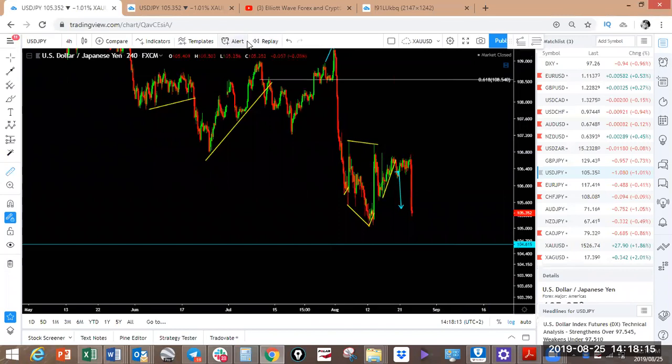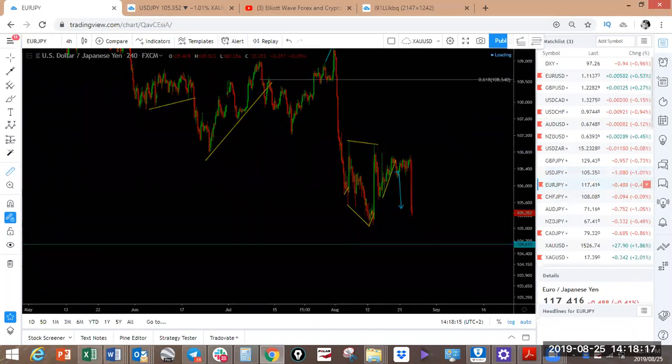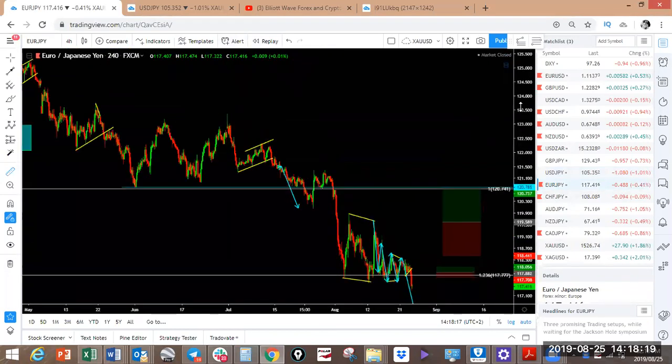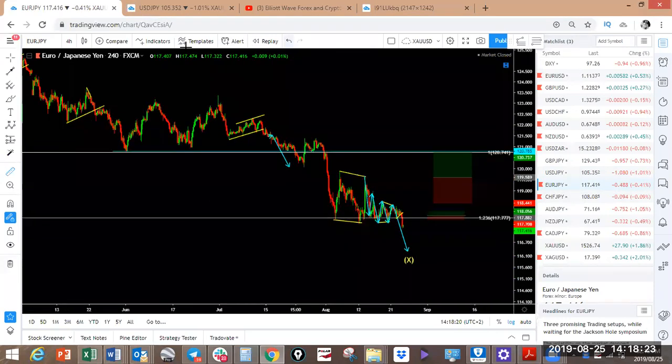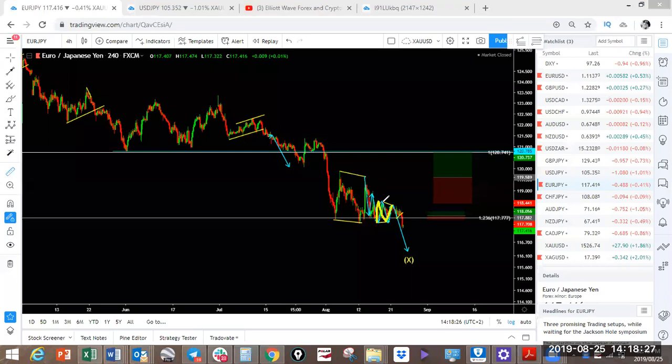Okay, now let's look at Euro. Euro continuation to the downside. So this one has played out nicely. We looked at this one last week as well, that from here, after making this corrective structure, it's going to drop. And that's exactly what happened. We got the drop. Still looking for this to continue lower with the rest of the yen pairs.